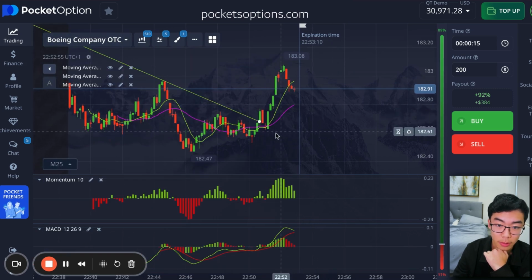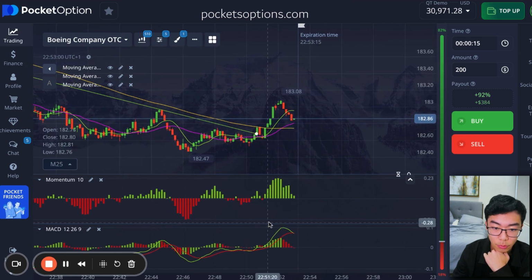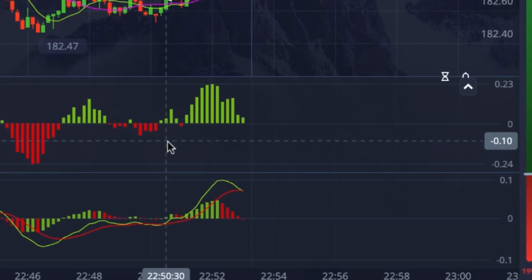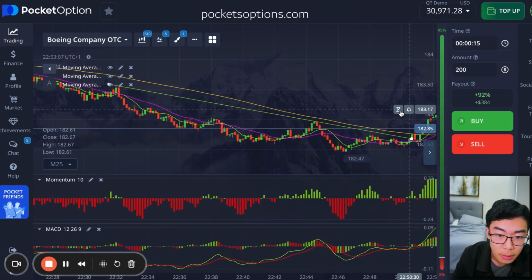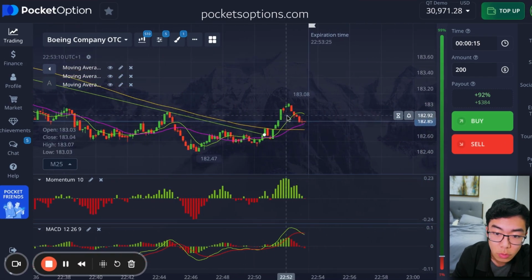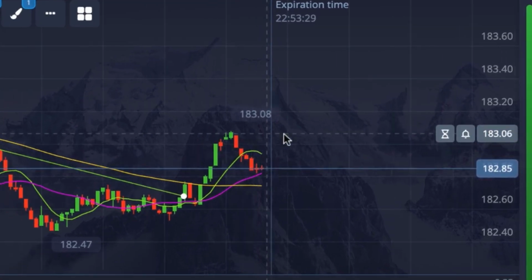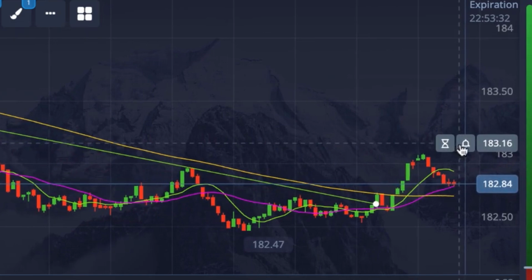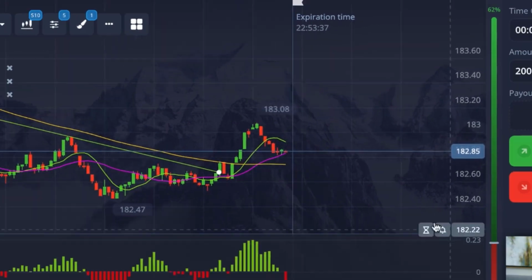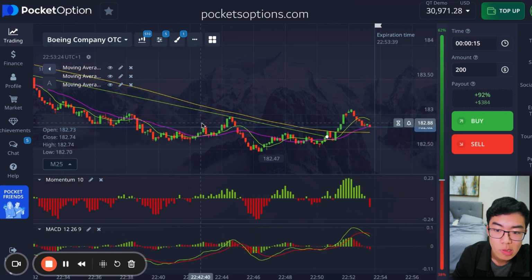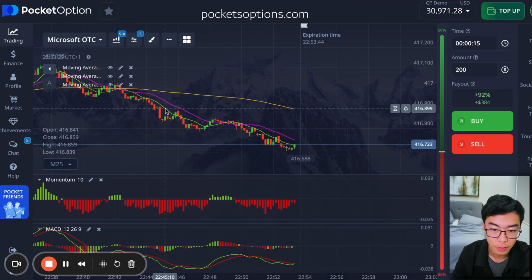So let's go back to Boeing. Oh, okay. So it did have a breakout upwards actually. After around here, it broke out, right? Broke out above this resistance and slightly above on this level. Let's go back down. Yeah, I wouldn't say it's a good trade. So Microsoft.